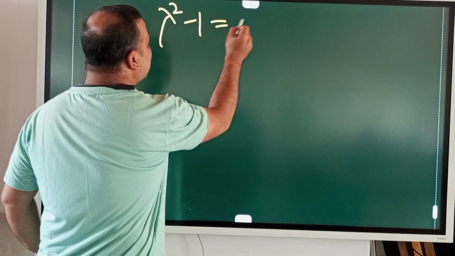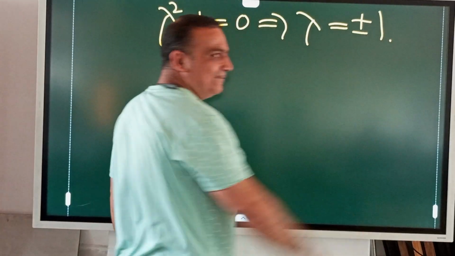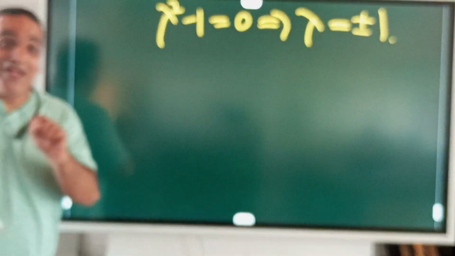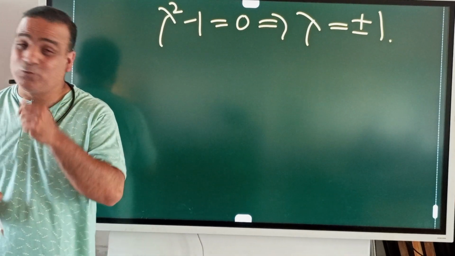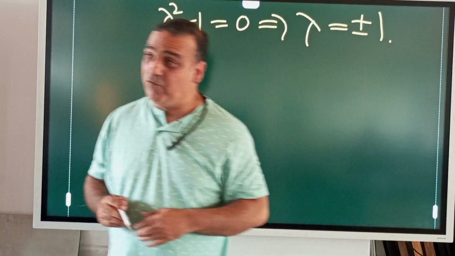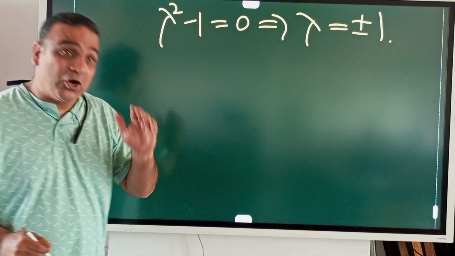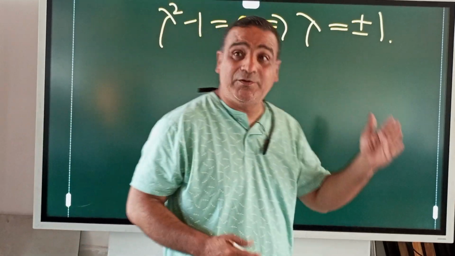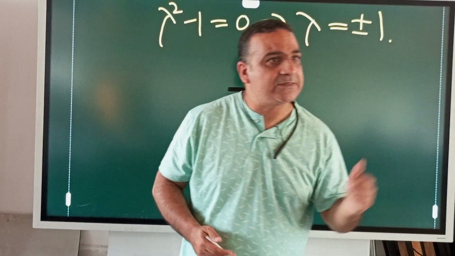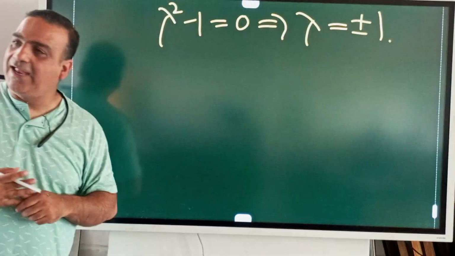So what you will get? Lambda square minus 1 is equal to 0. This implies lambda is plus minus 1. Now see, I'm coming to that plus 1 and minus 1, indicating the problem that we are looking for. Now these are our energy eigenvalues. Now corresponding to each energy eigenvalue, what do you have? You have energy eigenvectors. How do we calculate energy eigenvectors now?